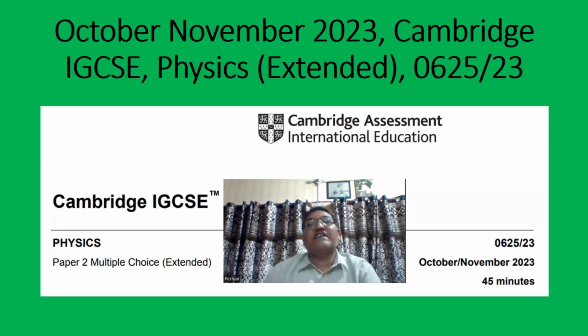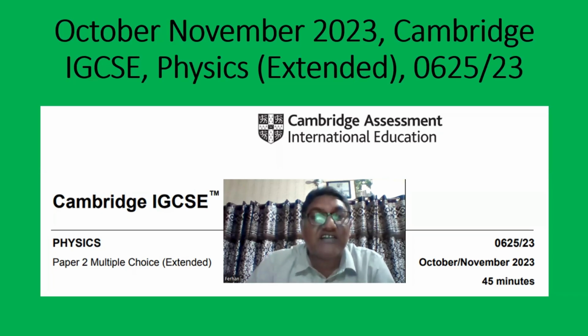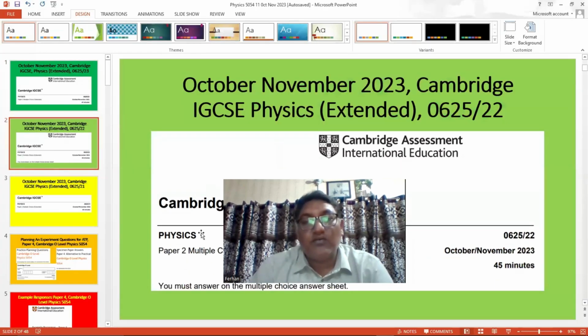Extended Physics. The code of the subject is 0625. Today we have selected Paper 2 of this subject, the October-November 2023 paper 2-3. This Paper 2 belongs to Zone 3. This paper has multiple choice questions. There are 40 questions, and the time allowed for this paper is 45 minutes. So let's start this MCQ paper, and here we go.